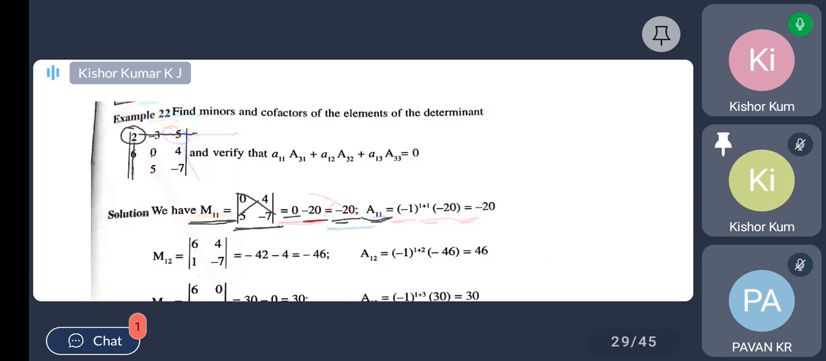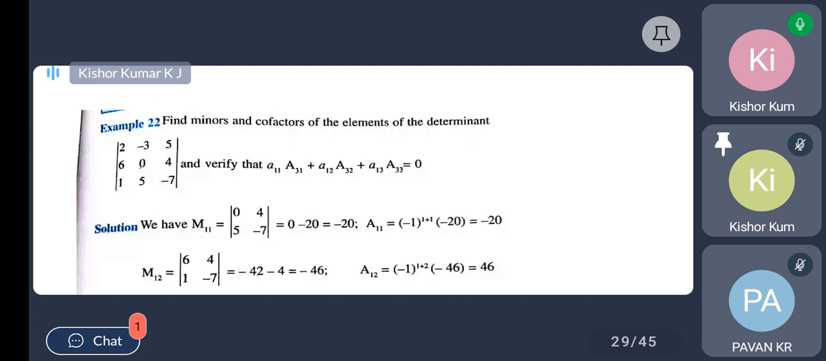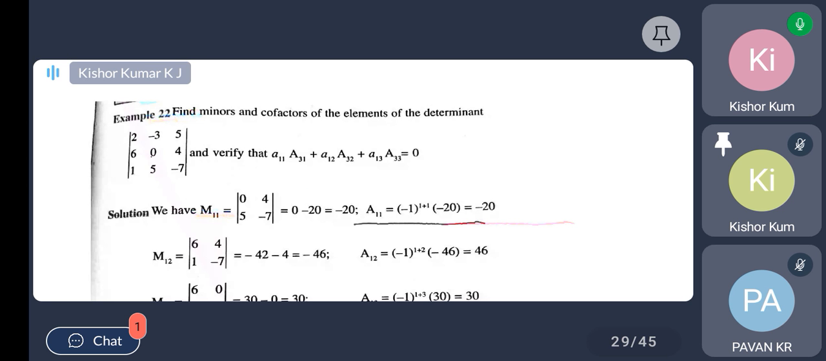So after calculating the M11, there only you just calculate the value of A11, the cofactor of that element. So we will be getting this format. A11 is equal to minus 1 to the power 1 plus 1 into minus 20. Already we have the M11 value. That is what I have replaced here. So minus 1 to the power 1 plus 1 will be minus 1 square. Minus 1 square means plus 1. Plus 1 into minus 20 will give us minus 20. So we have calculated the minor and cofactor of the first element in a determinant that is present in the first row and first column.